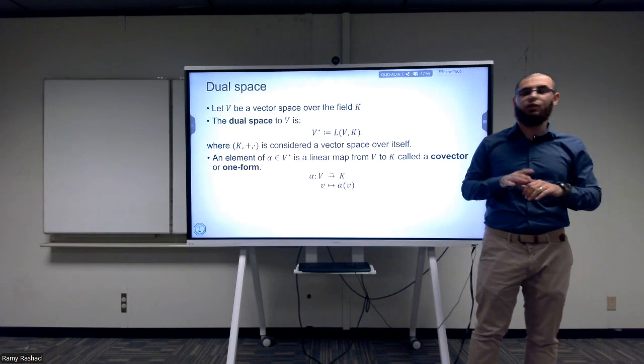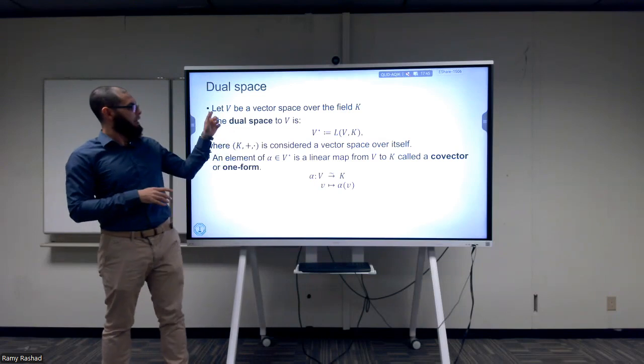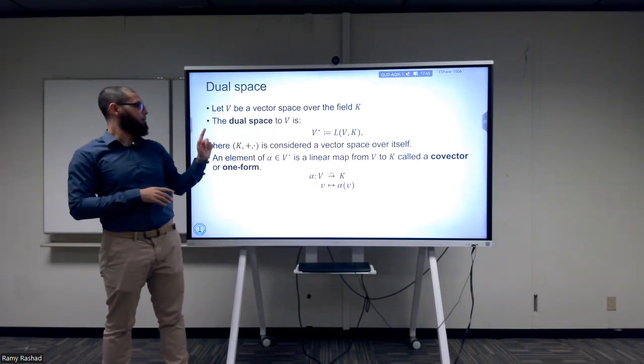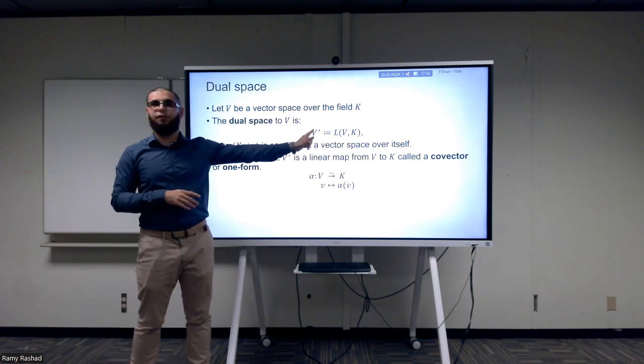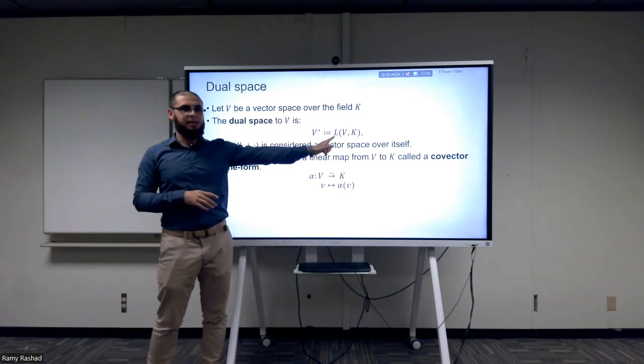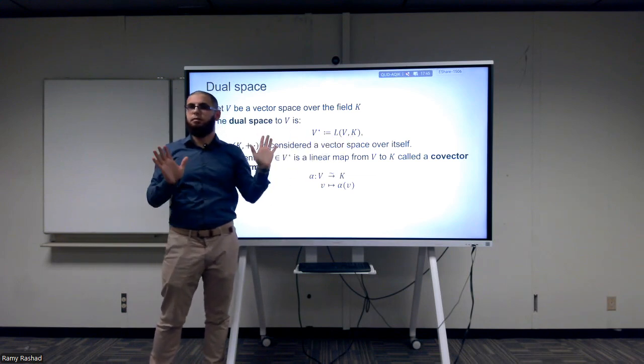Now, what is the definition of a dual space? Let V be a vector space over the field K. The dual space to V is defined as the set of all linear maps that go from V to K. That's it.